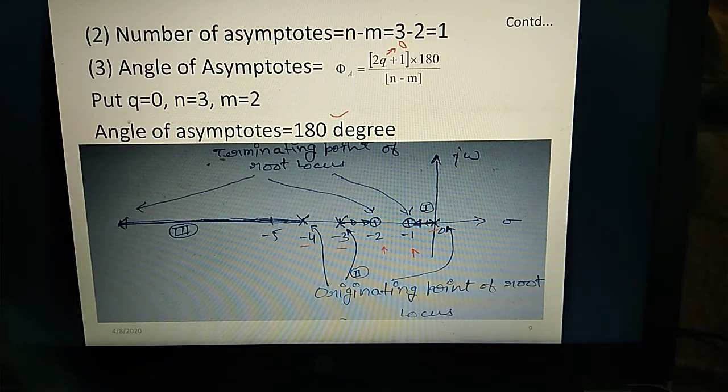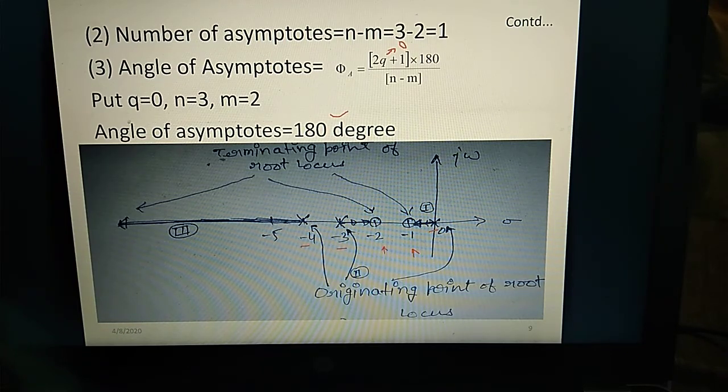So from 0 to minus 1, on the right side of this there is one pole, that one is odd. It means it is a part of the root locus. Now check for minus 1 to minus 2. In minus 1 to minus 2, on the right side of this, there are 1 pole and 1 zero. So addition of 1 plus 1, that is 2, which is an even number. So minus 1 to minus 2 is not part of the root locus.